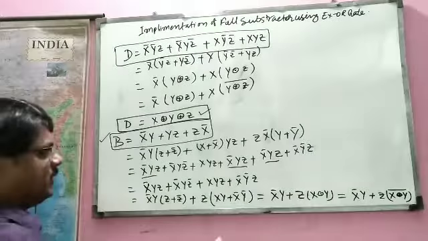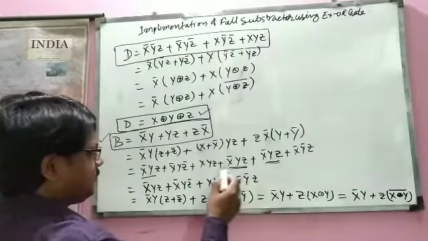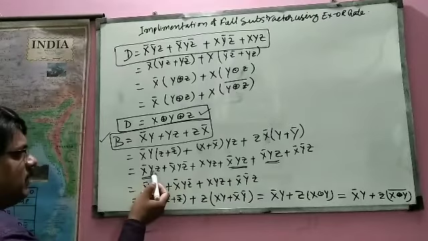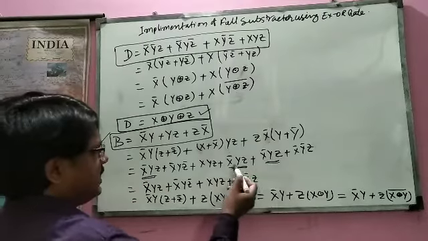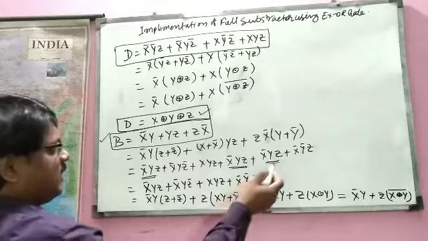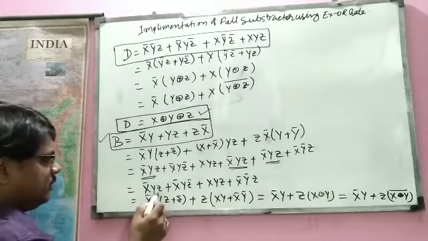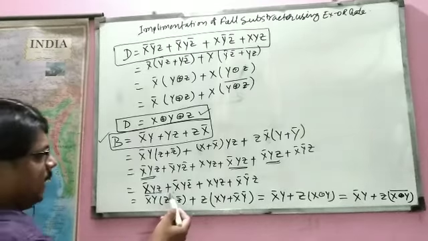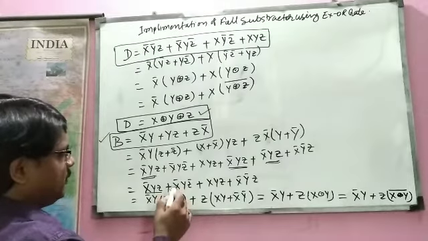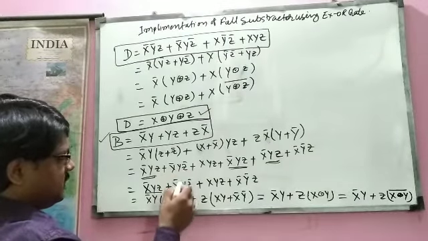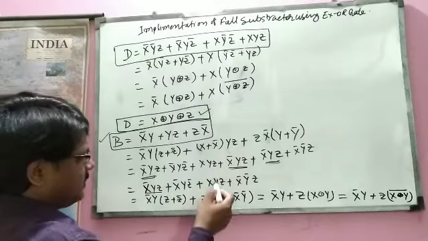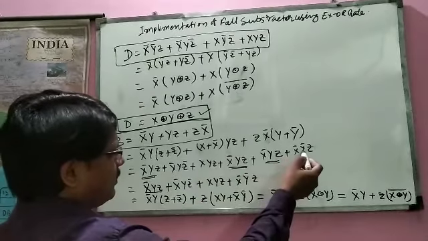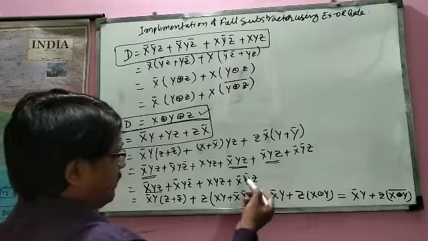Okay, so see these things, x bar y z, x bar y z and x bar y z are 3 times, so we will write it only 1 times here. And all the remaining terms, x y z bar will be here, x y z will be here, and this x bar y bar z will be here.